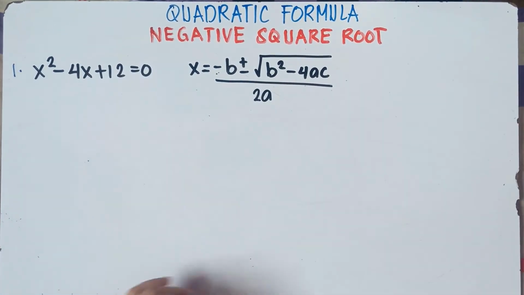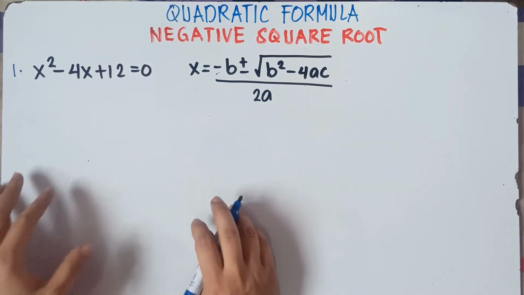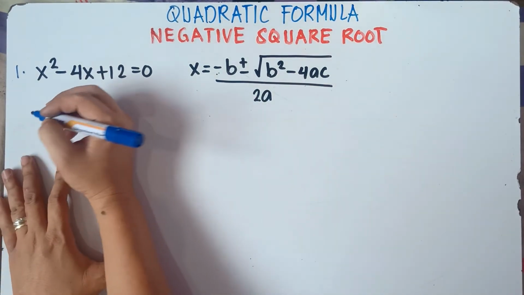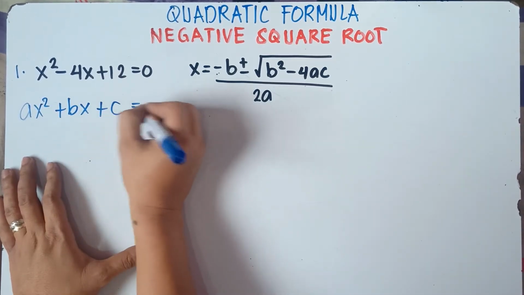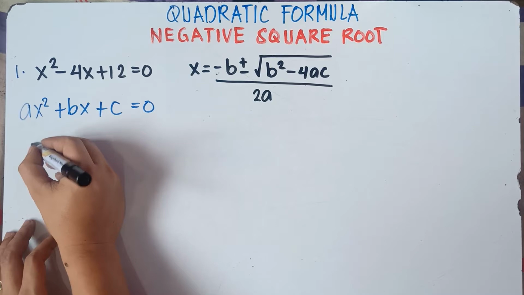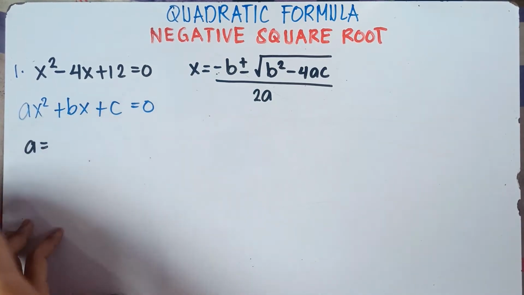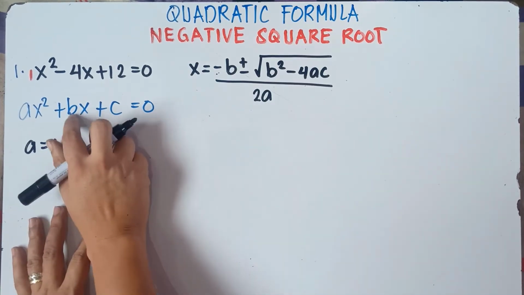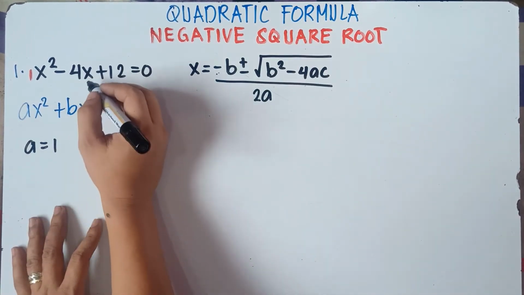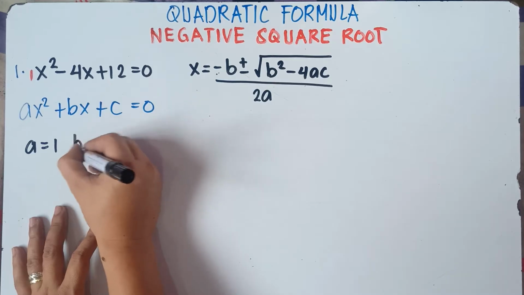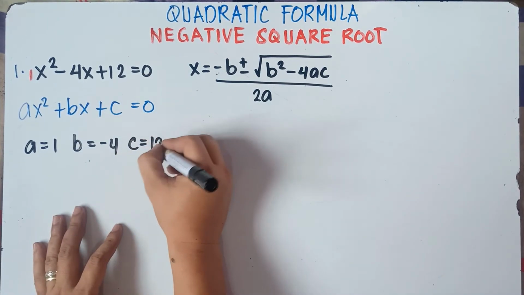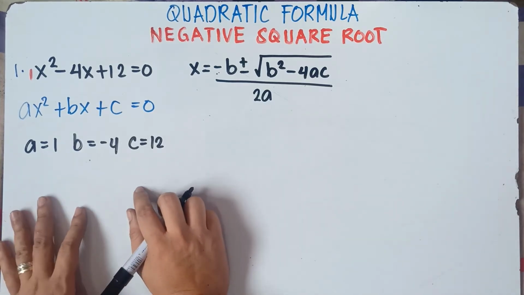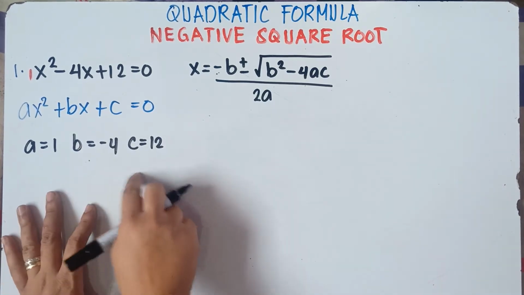Alright, so let's start. Of course, we need to get the values of a, b, and c. The standard form of a quadratic equation is ax squared plus bx plus c equals 0. Our a is beside x squared. It is understood that there's a 1 here, so our a is 1. Our b is beside x with the exponent of 1, so b is negative 4. And our c is the constant, c is 12.